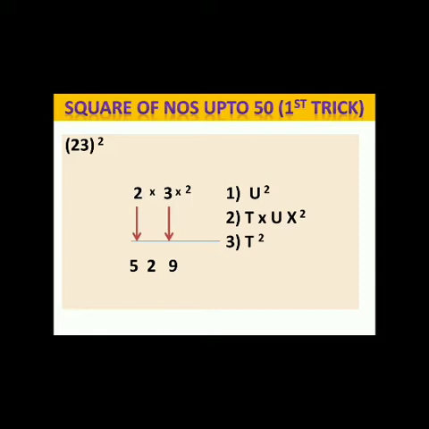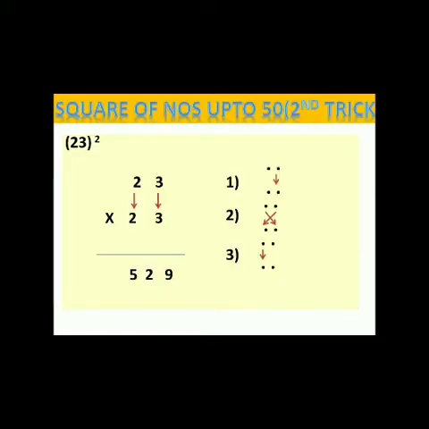Okay children, a very simple trick for finding the square of numbers between 1 to 50. Okay, one more trick we have, children, to find the square of numbers between 1 to 50. Suppose I take the square of 23 again. You can see the first step says you can look at the dots shown on the right side.